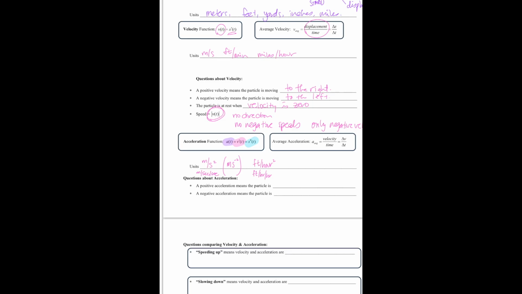Now a positive acceleration means that the particle is increasing velocity. Think about that: let's say you're driving on the freeway going 55 miles per hour without changing. The second that you put your foot on the gas and start to increase your velocity, that means you're accelerating. And a negative acceleration means that you are decreasing velocity.